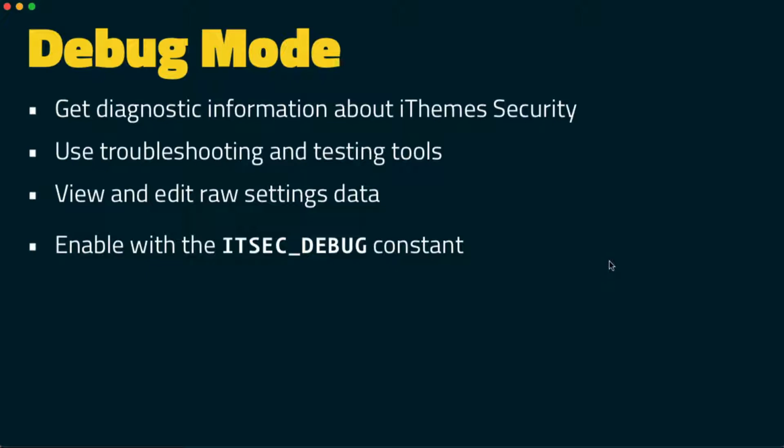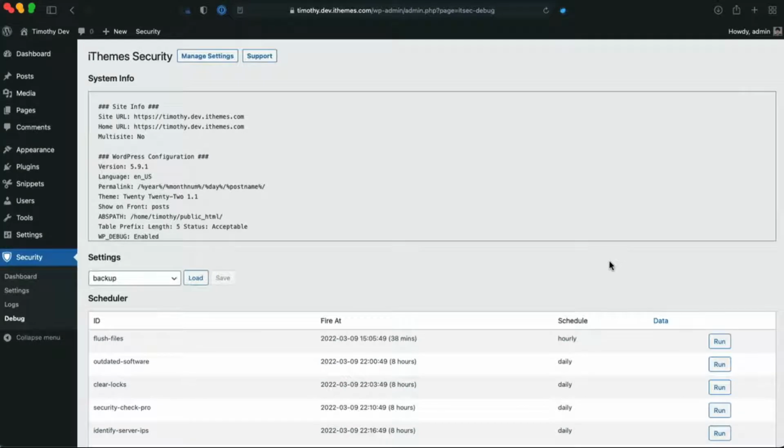You can view and edit raw settings data from this screen, which can sometimes be helpful when you're trying to diagnose some more advanced and difficult things. And you enable this one with the ITSEC debug constant in your wp-config file as well. And so that'll show you this screen here. So you can see under security, we have this new menu item called debug. And up at the top of the screen here, we have this system info box that provides a whole bunch of detailed information about your site's configuration, how security is set up, things like that.